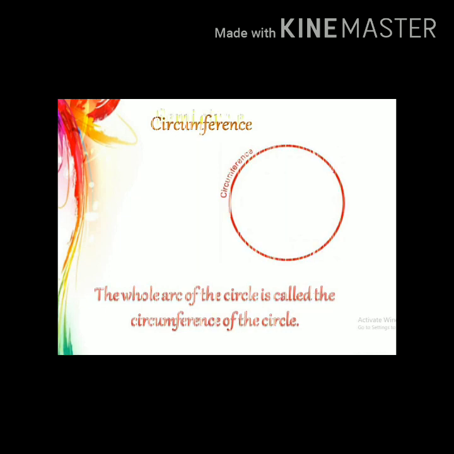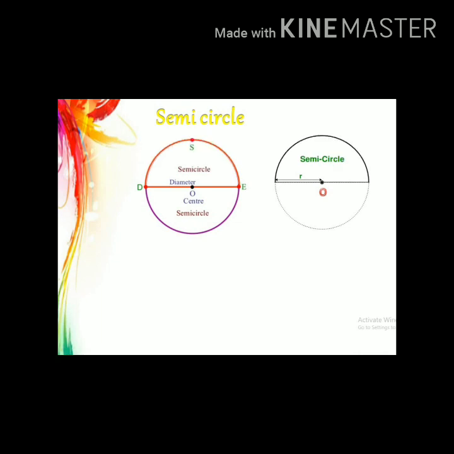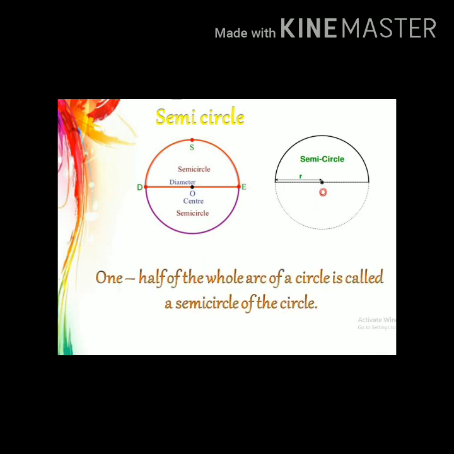The next term is semicircle. From the word itself, you will understand semi means half of the circle. From the first figure, DE is the diameter, right? Yes, this diameter divides the circle into 2 equal parts, right? Each of the equal parts we can call a semicircle. So, how can we define a semicircle? 1/2 of the whole arc of a circle we can call a semicircle.